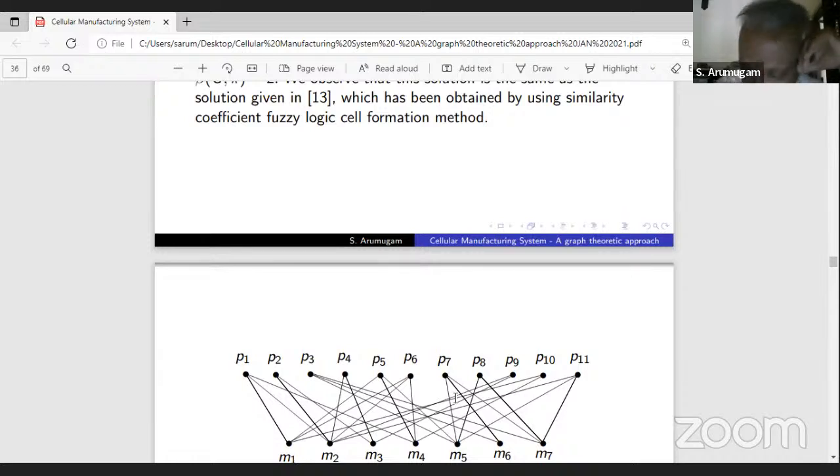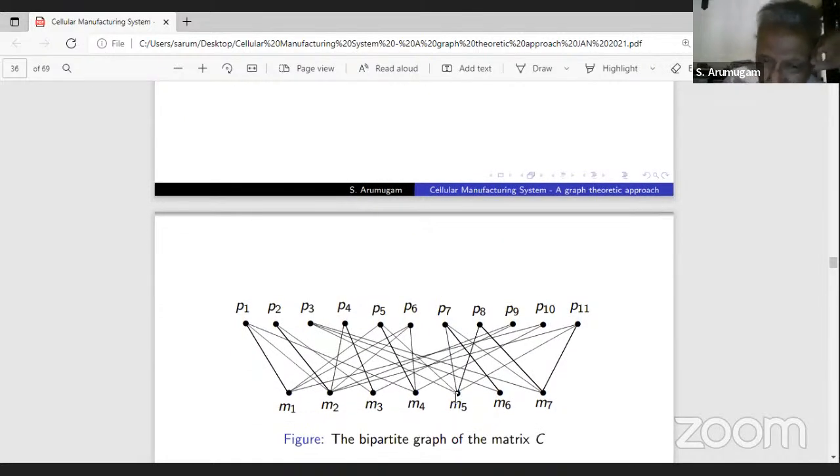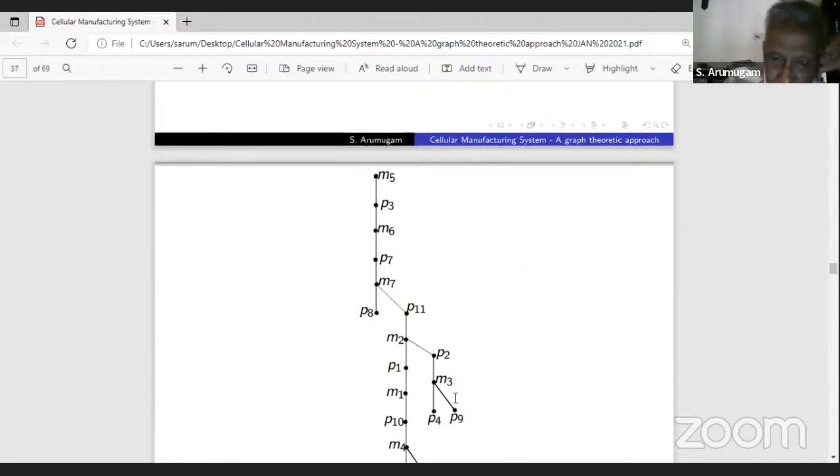So now this algorithm is clear. I backtrack to M7. Now look at M7. Is there an unvisited neighbor? From M7, I have an unvisited neighbor, P11. Continue. So is the algorithm clear now?